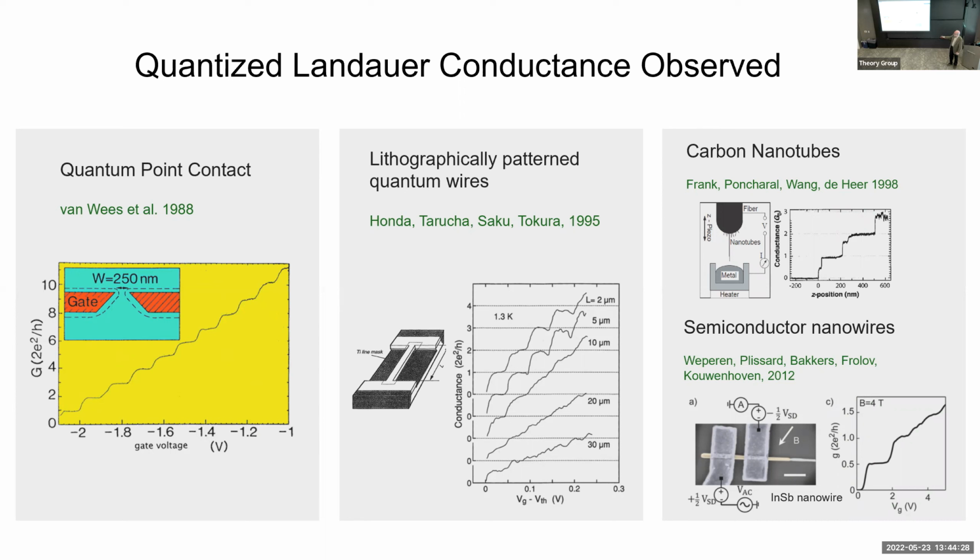conductance was observed in quantum point contacts, lithographic quantum wires, carbon nanotubes, semiconductor nanowires. So it doesn't have to be that perfect in order to be able to see it. So it's not as good as the quantum Hall effect, but it's still good enough.